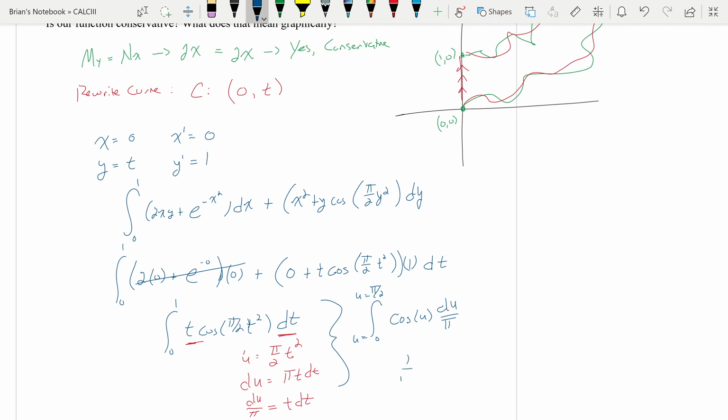So it'll be 1 over pi times the integral of cosine, which is negative sine. Is that correct? Oh, just kidding. It'll be positive sine, won't it? So sine of u evaluated from 0 to pi over 2 gives 1, so the answer is 1 over pi. Sweet. Are there any questions about that one?